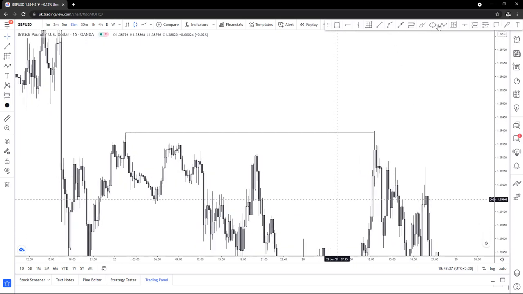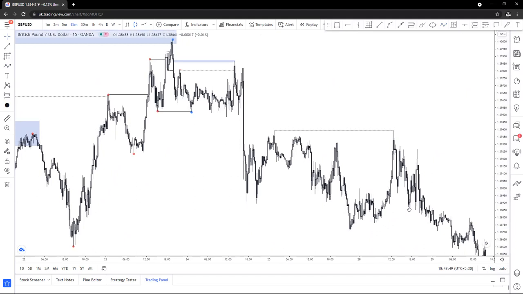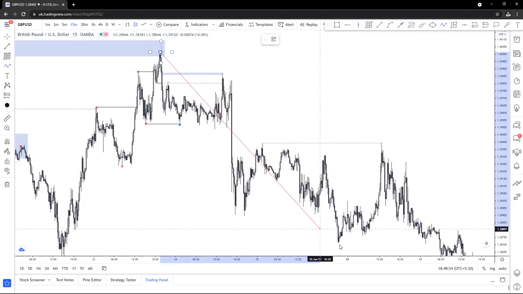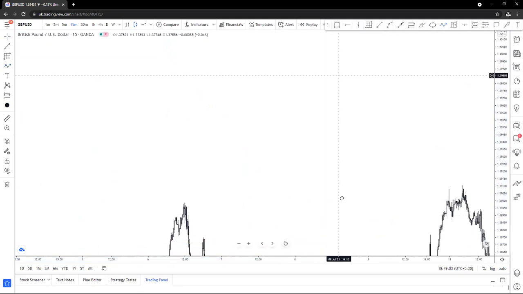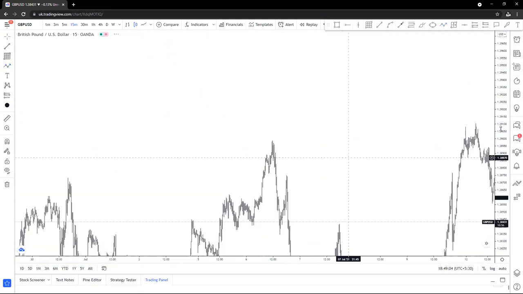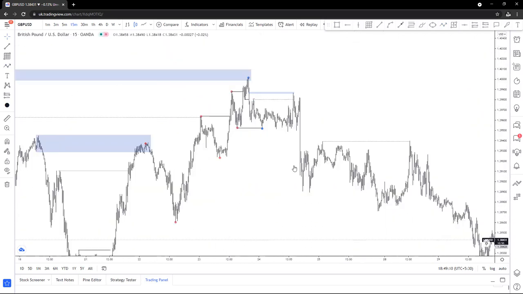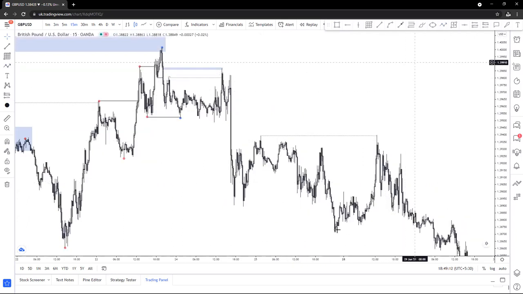Okay, so now this is what price did. From this high to this low is a new range. Like on the 15 minutes time frame, that will be our range. Yeah, on the 50 minute, I'm talking about 50 minutes. From this high to low would be a new range.